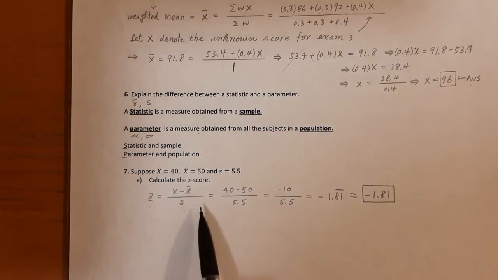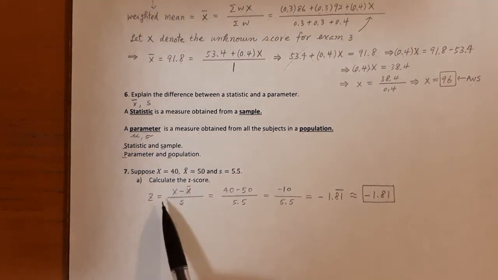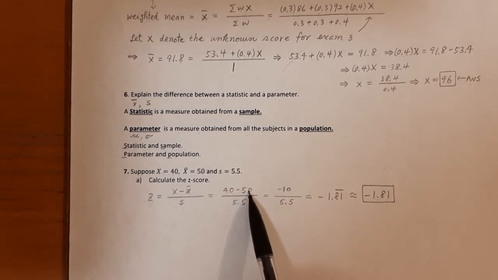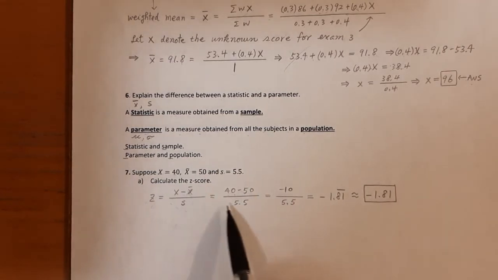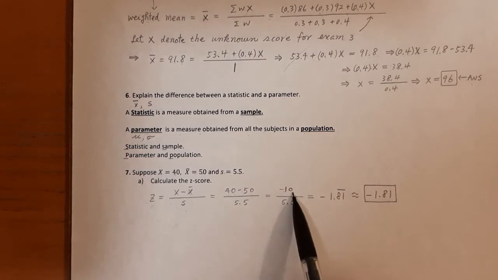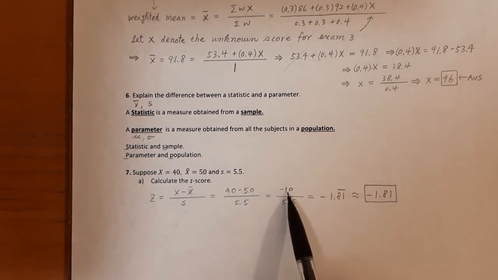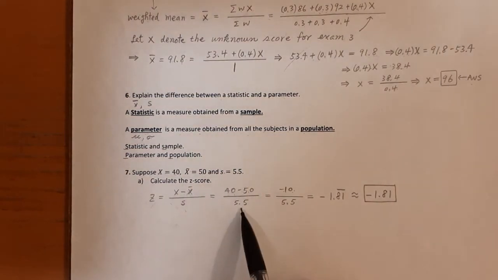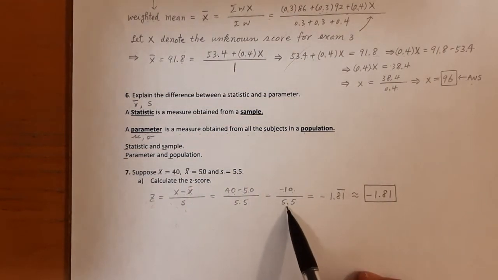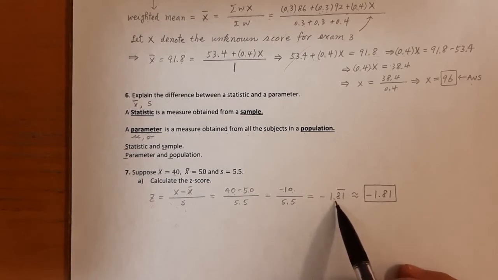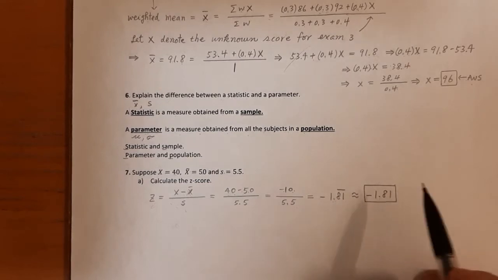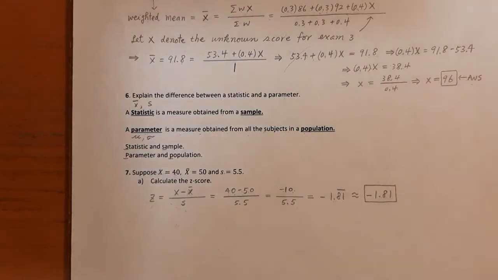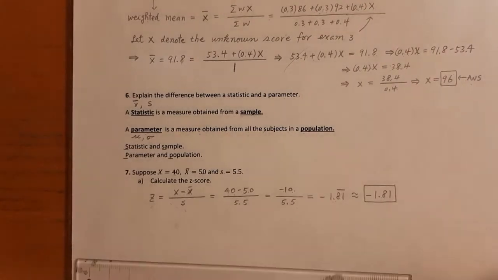So z-score formula is x minus x bar over s. X is given 40 minus 50. And the difference is negative 10. 40 minus 50 is negative 10. Divided by standard deviation, 5.5. Negative 10 divided by 5.5, you got negative 1.81, 81 repeating, and just put negative 1.81. This means 1.81 below the mean.